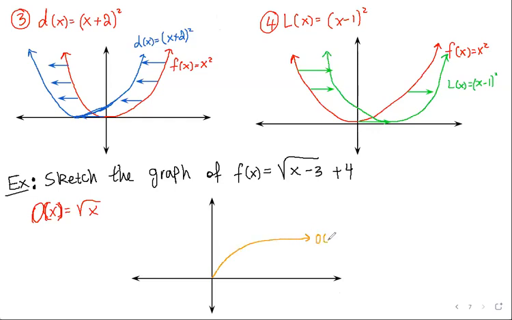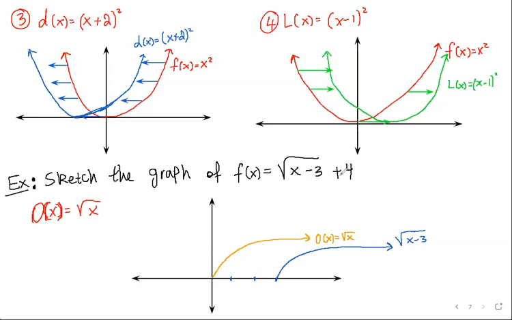This is f of x equals square root of x. Now we shift 3 units to the right. Here's 1, 2, 3. So it will look like this. This is the square root of x minus 3.